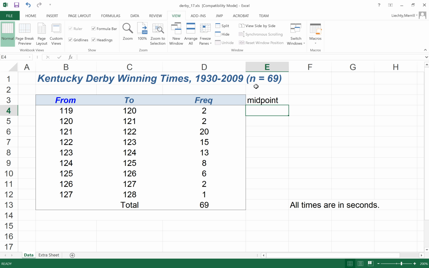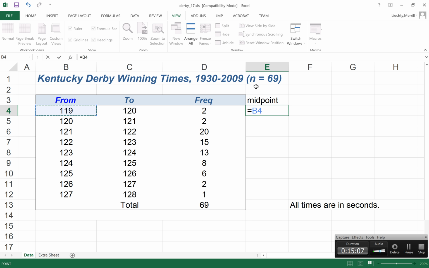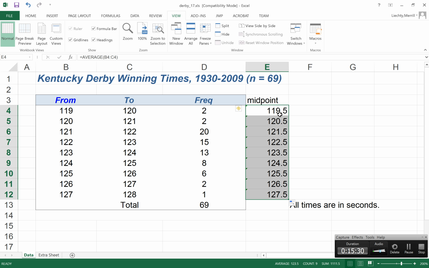Now the midpoint is going to be equal to the average of 119 and 120. So I could very easily just use my calculator and say average 119, 120. That's going to give me 119.5. But the easier way to do this is to use the function average. So equals average, and then I'm going to put in 119 and 120. And I say okay, and I get the midpoint of 119.5. I'm just going to copy that all the way down, so I do that for all of these things.